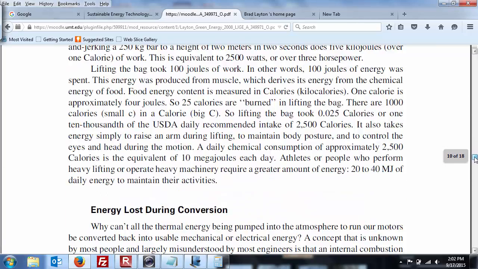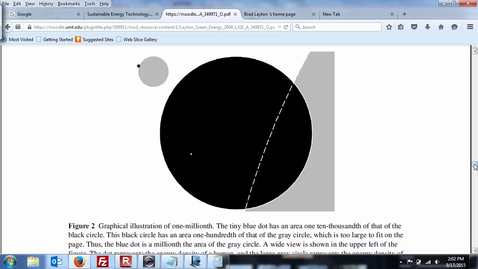Then the next bit, I was trying to give a graphical illustration of what 1 millionth is. I think I covered this briefly in a previous lecture, but the tiny blue dot here is 1/10,000th of this circle. So there are 10,000 of these inside, and the square root of 10,000 is 100, so you can think of 100 by 100 if this were a square. Then the black circle is 1/100th. So 100 times 10,000 is 1 million, and you can't even really see the dot there, and that's a millionth.